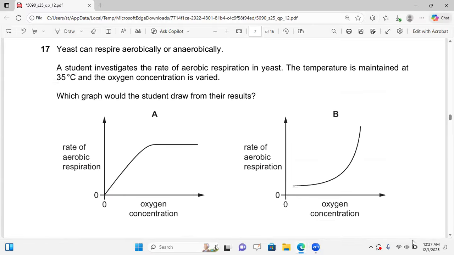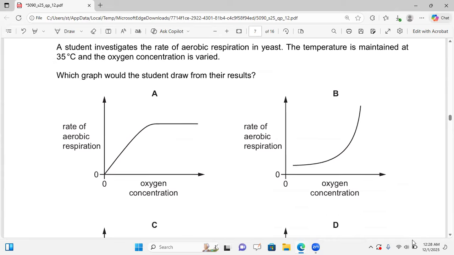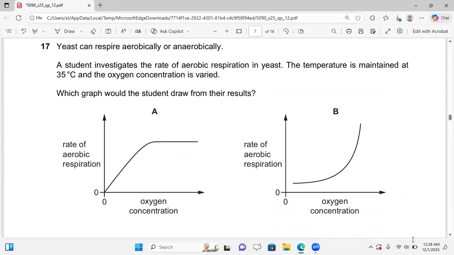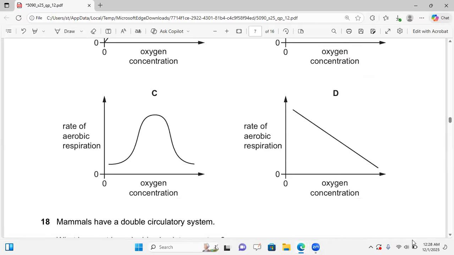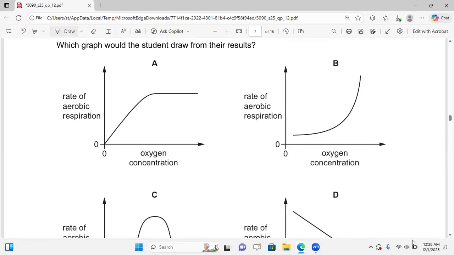Yeast can respire aerobically and anaerobically. A student investigates the rate of aerobic respiration in yeast. Okay, oxygen concentration is available and aerobic respiration is maximum. Oxygen concentration is increasing, and the rate of aerobic respiration is shown for option B also. Oxygen concentration should be maximum, I think A should be perfect. Yes, A is perfect because when aerobic respiration has started, the rate reaches its maximum value, after which it becomes constant.